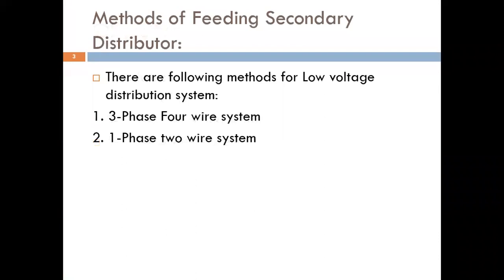Now we start the study regarding the methods for feeding the secondary distribution system. In the last session, we studied the methods for feeding the primary distribution system. In this session, we will study the methods for feeding the secondary distribution system. There are the following two methods for low voltage distribution system. First one is three phase four wire system, and second one is a single phase two wire system.